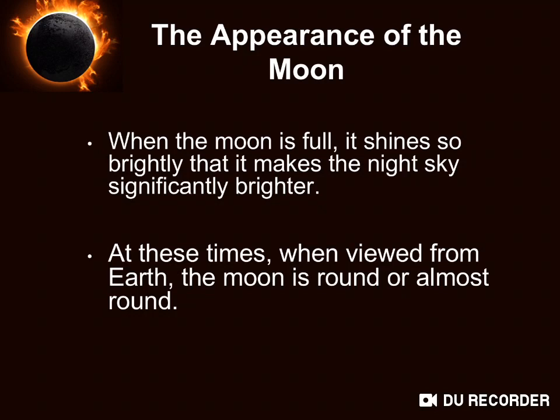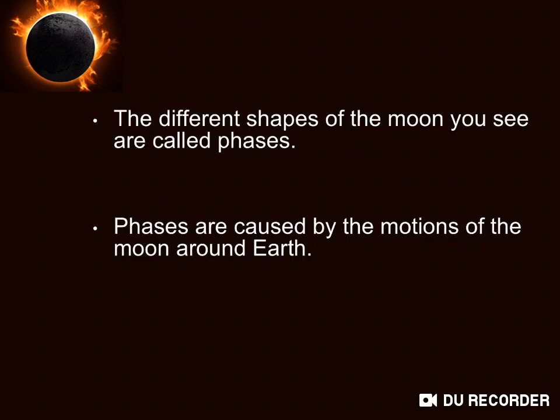The appearance of the moon. When the moon is full, it shines so brightly that it makes the night sky significantly brighter. At these times, when viewed from Earth, the moon is round or almost round. The different shapes of the moon you see are called phases. Phases are caused by the motions of the moon around Earth.